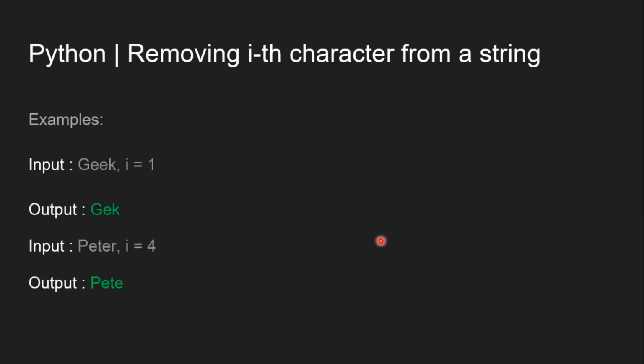In the first example, we have the input string as geek and i is equal to 1. The output should be gek, as the first index character is removed from the input string, that is e. In the second input we have the string as Peter and i is equal to 4. The output should be Pete, as the fourth indexed character, that is r, is removed from the string.